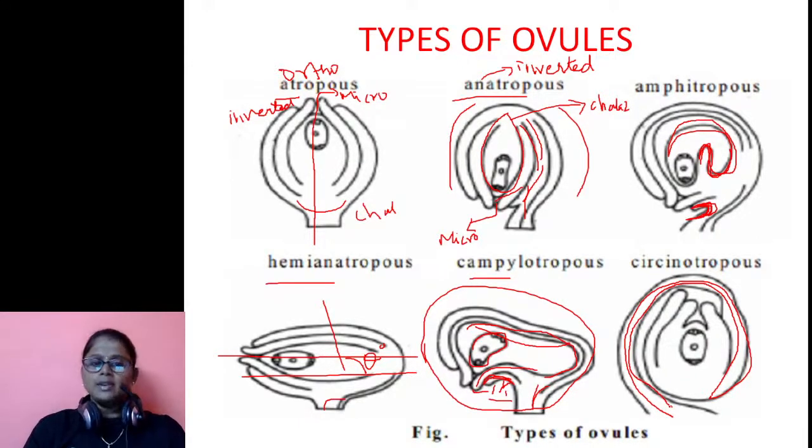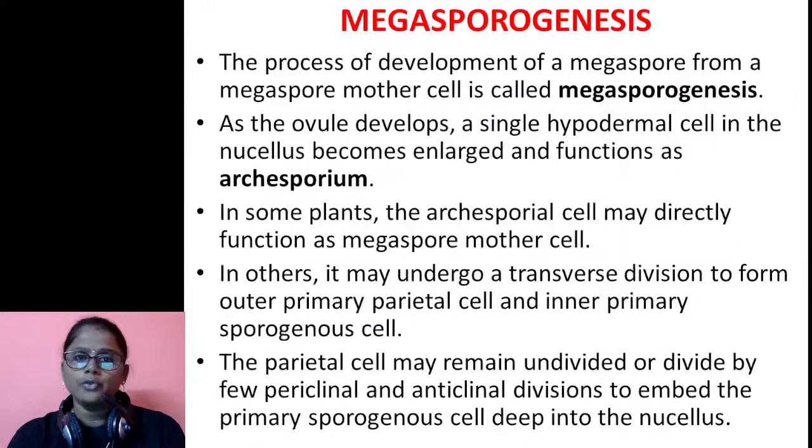Anatropous, they will be transversely perpendicular. Campylotropous has lots of bend, a bean-shaped structure will be seen in the campylotropous, and circinotropous where the funicle is very long and covers the ovule. So that is how you have to remember it. Okay? So these are the different types of ovule.